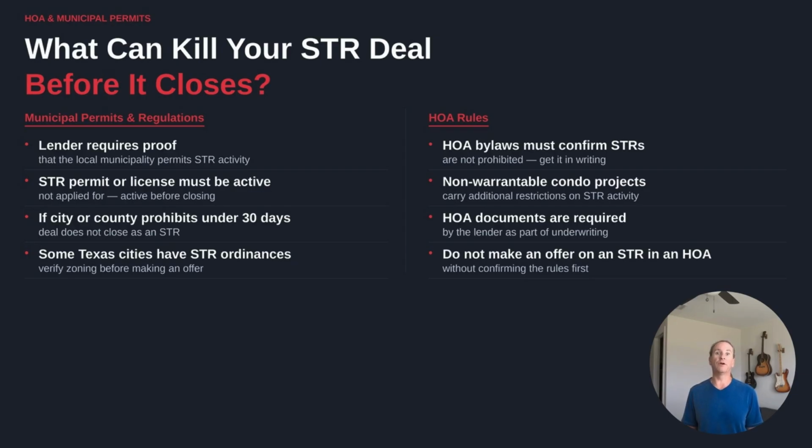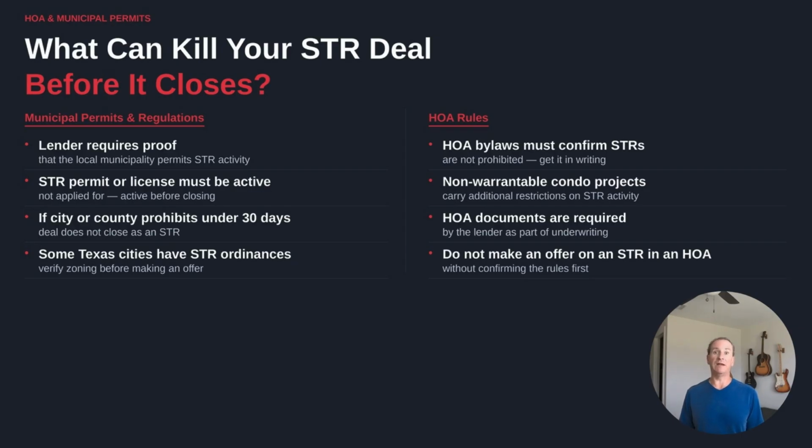Then you're going to need permits and licenses rather, and these are all things that you need to have before close. If the city or the county prohibits short-term rentals, i.e., meaning less than 30 days, then you're kind of out of luck. So you've got to keep that in mind and do your research. Some of these Texas cities have short-term rental ordinances. You just got to look into the city, do your homework, and make sure that everything's on the up and up on that end.